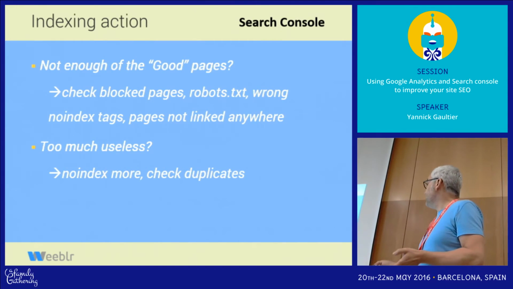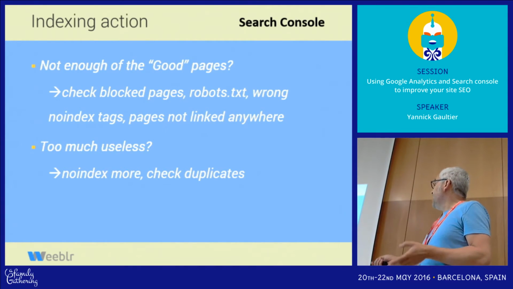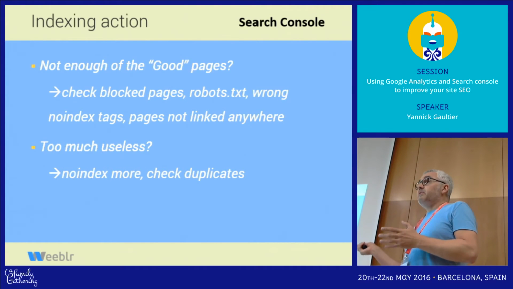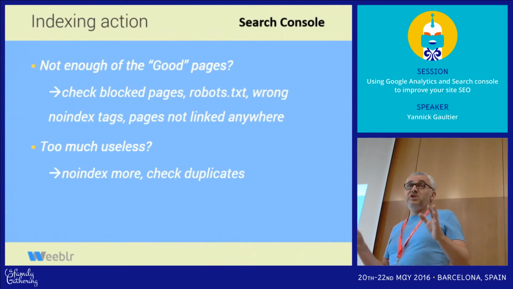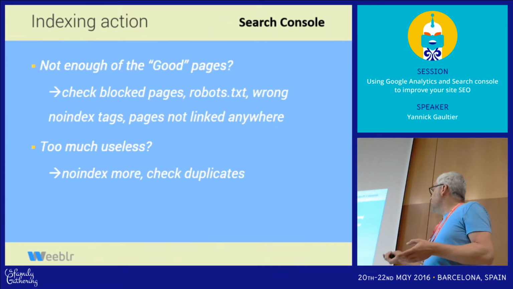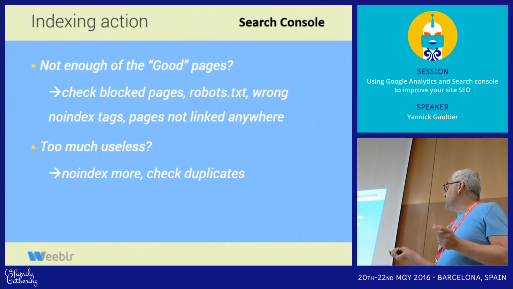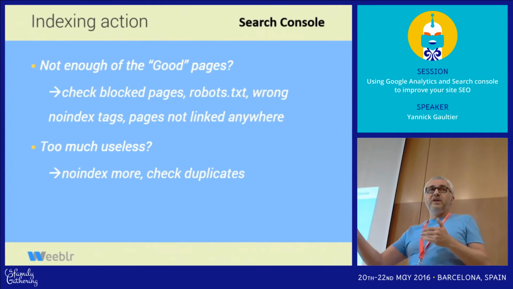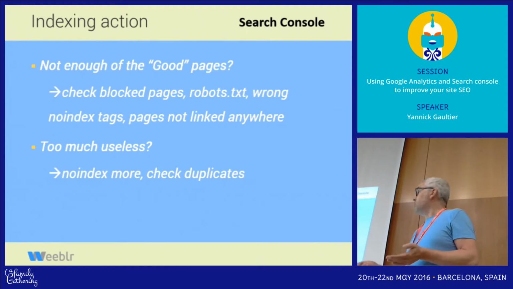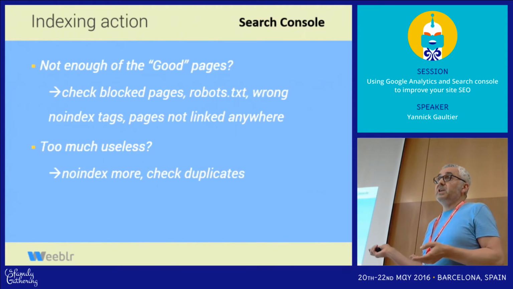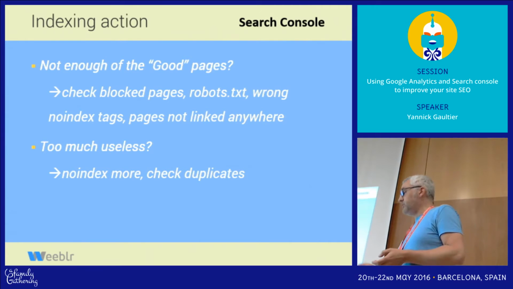So this is the kind of thing you might want to look at if you have a low number of good pages indexed. On the other hand, if you have too many useless pages, what I call useless pages, then you should do the opposite. Maybe you should add more noindex. You should noindex category pages, for instance. Or you should check for duplicates, which is so common with Joomla, unfortunately.